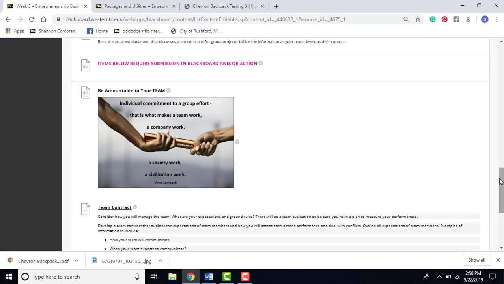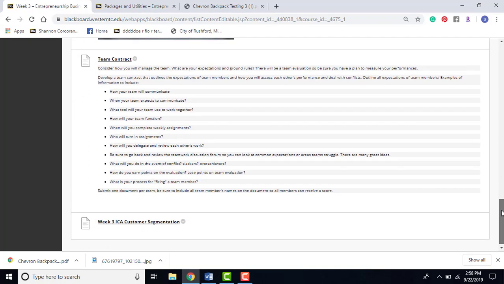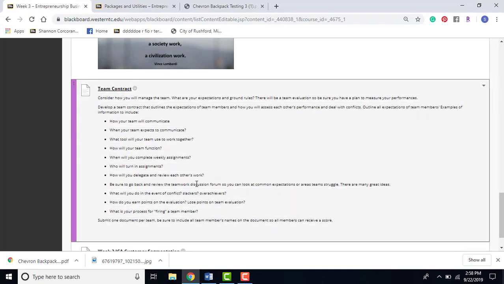So while you're doing your team contracts, I have listed 5 bajillion questions here. Not really 5 bajillion, but you know. I want you to cover all of these areas in some way or another. Do you have to list these line item for line item? No. But your team contract should outline your team's goals, your expectations of all of your team members, how you're going to assess each other's performance, how you're going to deal with conflicts, even if you're best buddies right now. You may not be as you get into this project.